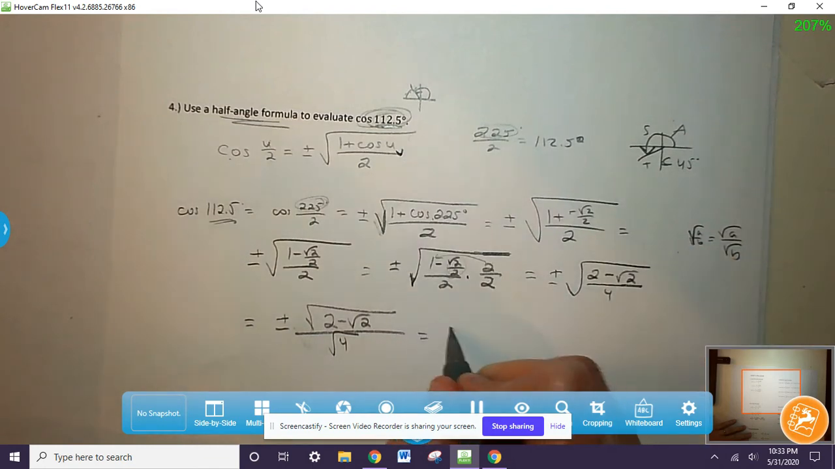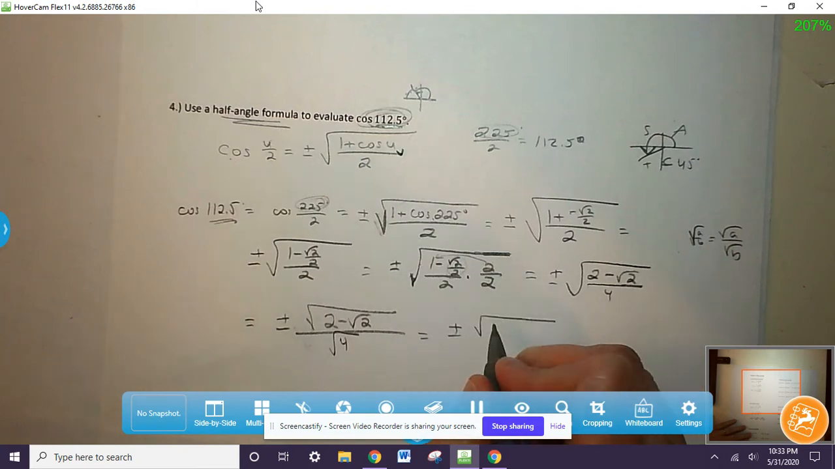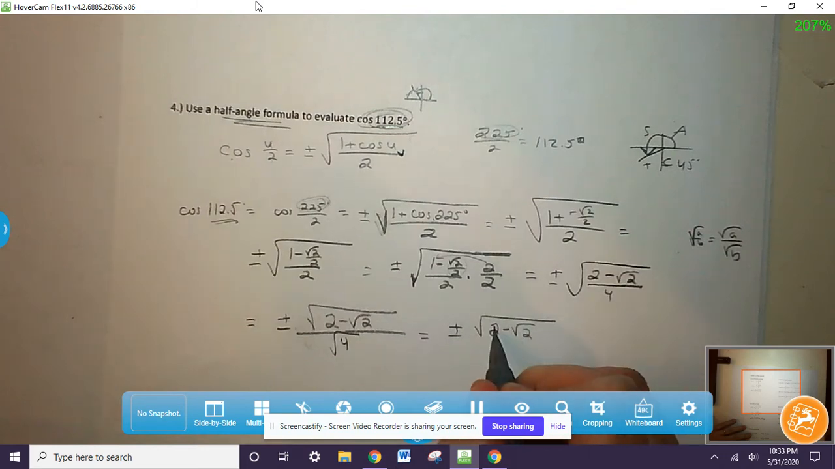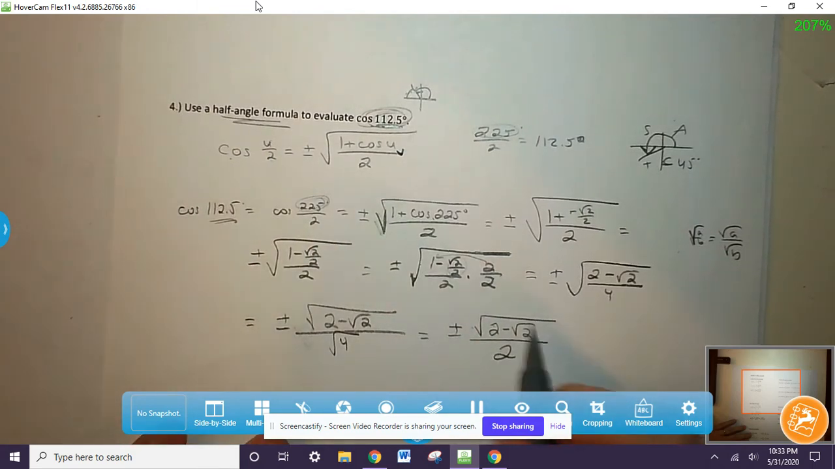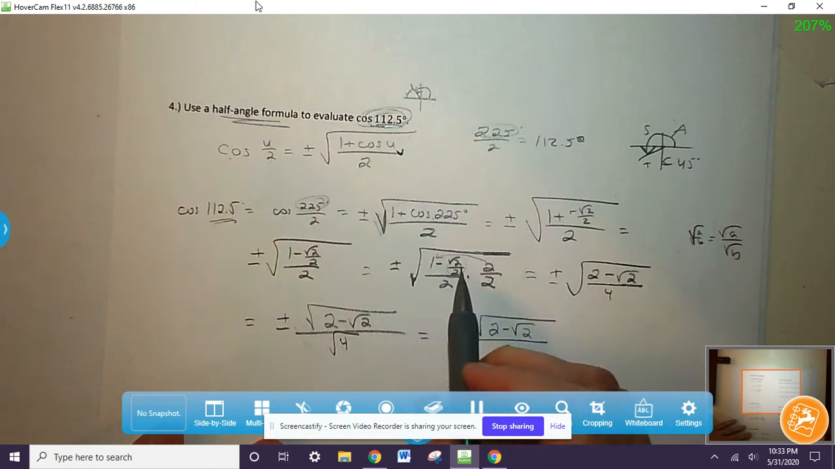And now we have inside the square root in the numerator 2 minus square root of 2. This might be the first time you've had an expression that has a square root inside of a square root, and the square root of 4 is 2. So this fraction is considered simplified. There's no fraction inside the square root, and we don't have a complex fraction anymore.